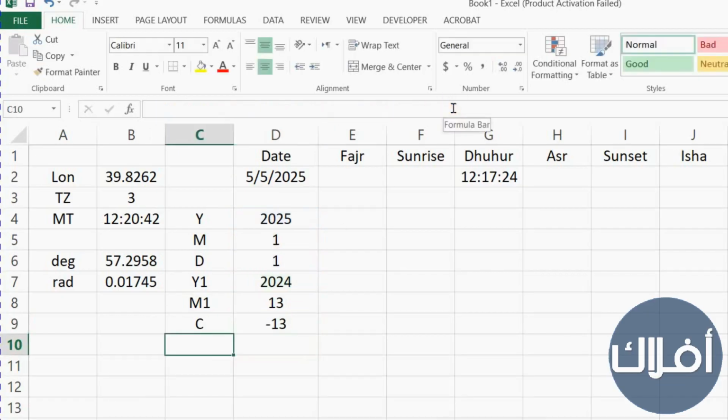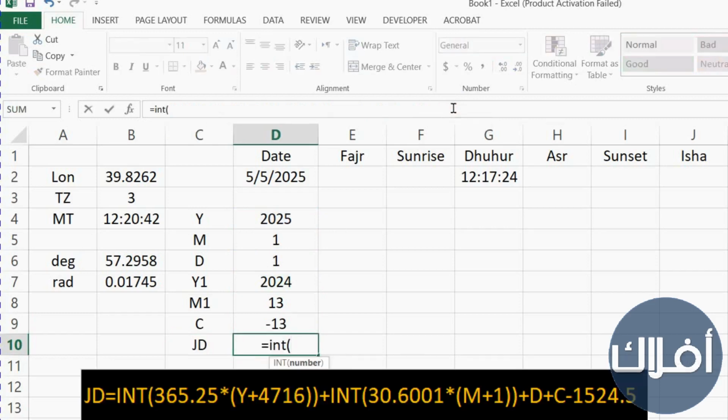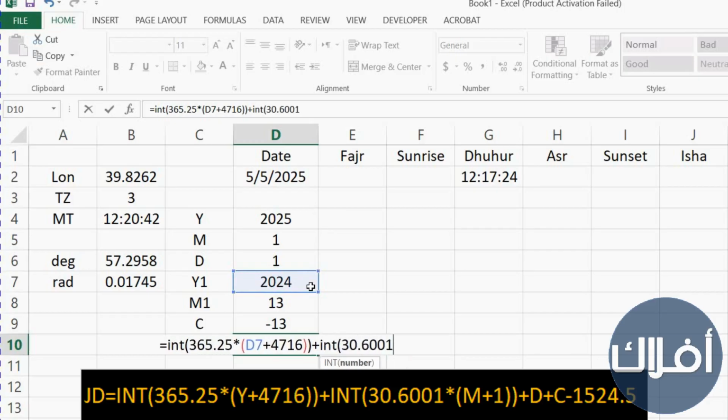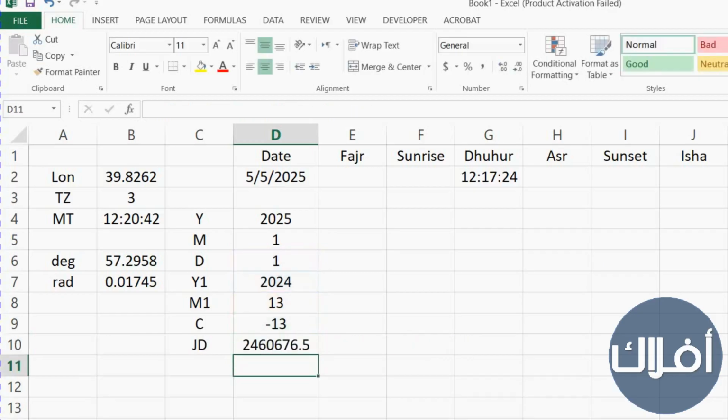And finally, we'll calculate JD or Julian day. And the formula is integer of 365.25 multiplied by the year here plus 4716, close brackets, plus integer of 30.6001 multiplied by month plus 1, close brackets, plus day plus correction minus 1524.5. And this will be the Julian day for 1st of January 2025.